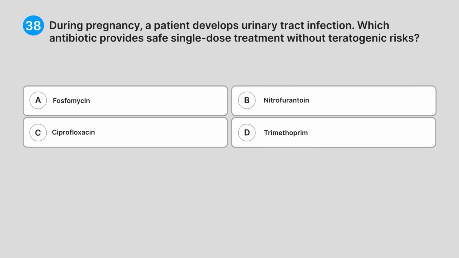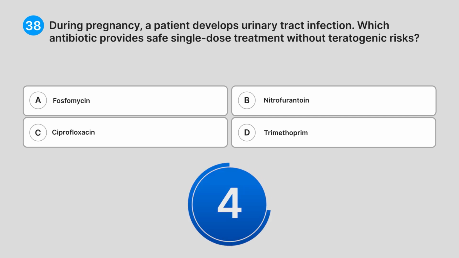38. During pregnancy, a patient develops a urinary tract infection. Which antibiotic provides safe single-dose treatment without teratogenic risks? A. Phosphomycin, B. Nitrofurantoin, C. Ciprofloxacin, D. Trimethoprim. Do you know the answer?